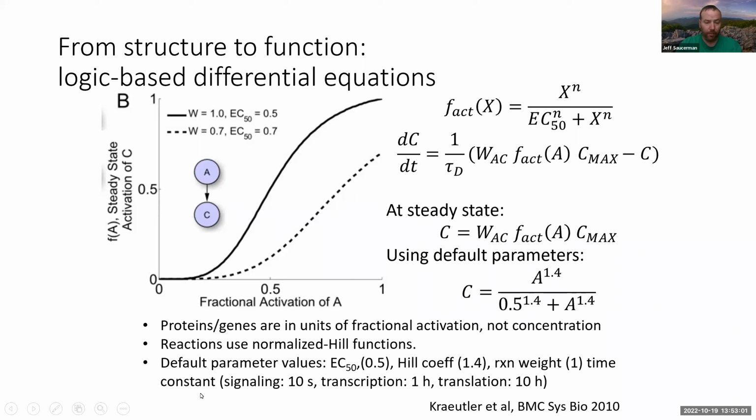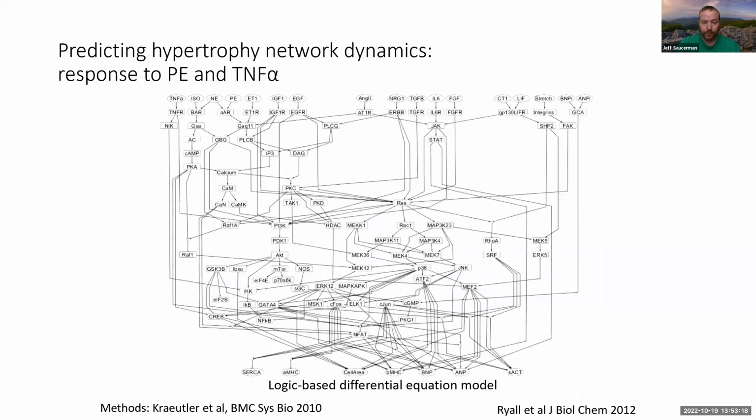Again, we use these default parameters that are shown down here. When pathways come together, we use what are called AND gate logics or OR gate logics. An AND gate would mean that both are required, and an OR gate would mean that either pathway is sufficient to allow activation downstream. So this is now a diagram of the first larger scale network model that was enabled by this approach.